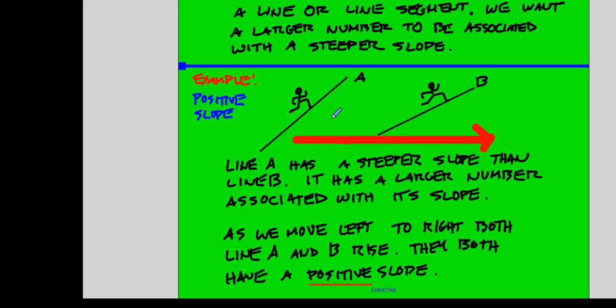It's a measure of steepness. So again, line A has a steeper slope than line B. It has a larger number associated with its slope. As we move from left to right, both line A and B rise. They both have a positive slope. So we consider this a positive slope. As I move from left to right, both lines are going up. So if I move this far horizontally, I go up this far vertically. If I go the same distance horizontally on B, I don't go up as far vertically as I did in line A. So that's a little right triangle here. More on that in a moment.